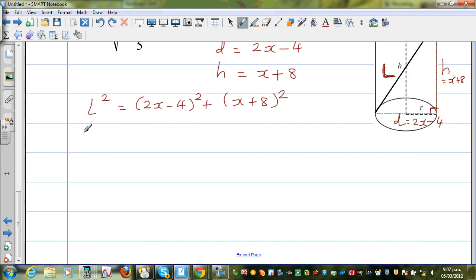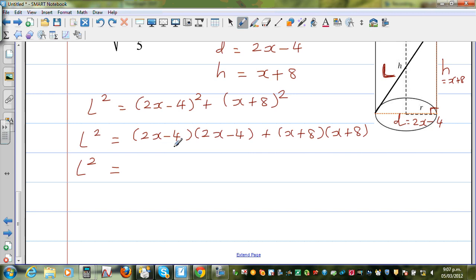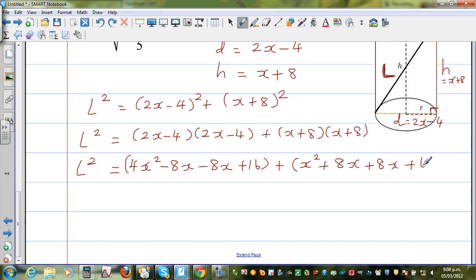So let us expand this. I'll leave L squared as it is. This is 2x minus 4 times 2x minus 4 plus x plus 8 times x plus 8. There's a formula, a plus b the whole squared, which is very useful if you know it, but I'm not using it. So let us expand by foiling this out. This is 4x squared minus 8x minus 8x plus 16. Plus, again foiling this out, x squared plus 8x plus 8x plus 64.